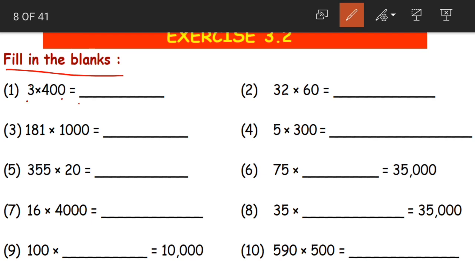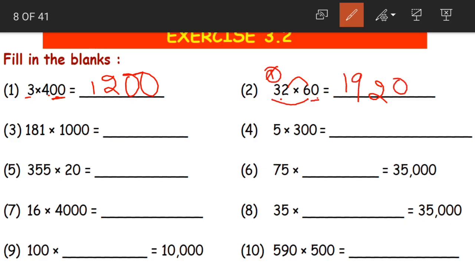First one, 3 into 400. Multiply the non-zero numbers, meaning the numbers that are not zeros. 3 fours are 12, and here after 4 we are having 2 zeros, so placing 2 zeros. Now 32 into 60. 6 twos are 12, 1 carried, 6 threes are 18 plus 1, 19. Yes children, we are having 1 zero, so placing 1 zero here. 181 into 1000. Simply we can write 181 and then 1000 has 3 zeros, so adding 3 zeros to the right. 5 into 300. 5 threes are 15 and then 2 zeros.